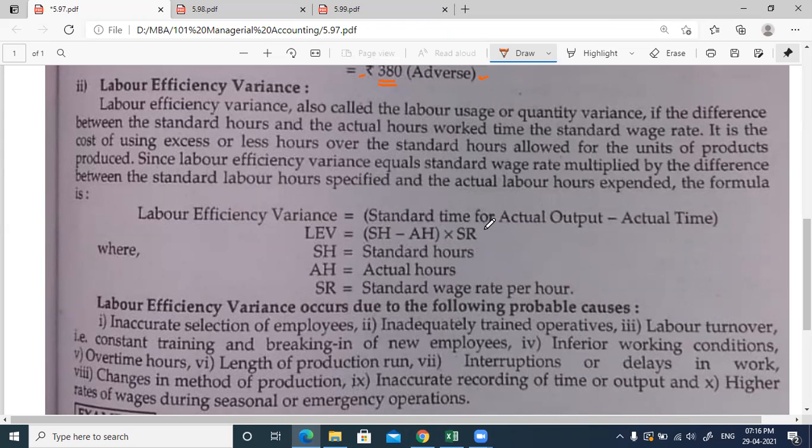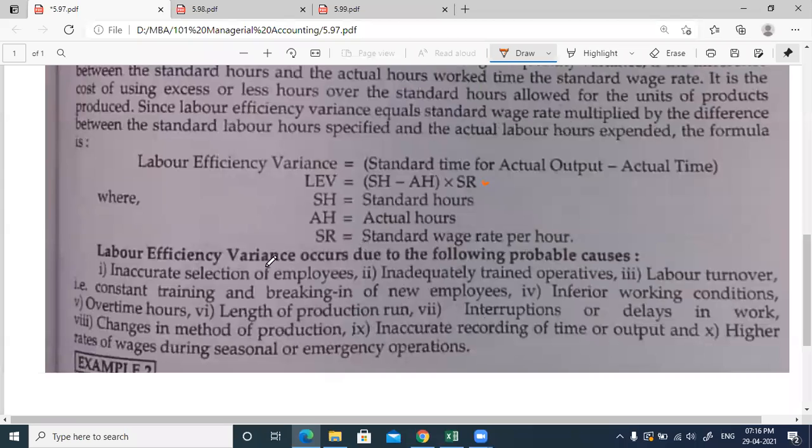So what is labor efficiency? It is how efficiently the worker has worked, and it helps us to reduce or control the cost. So labor efficiency variance is equal to standard hours minus actual hours, into standard rate. Labor efficiency variance occurs due to the following probable causes. Why is there a variance in the efficiency?